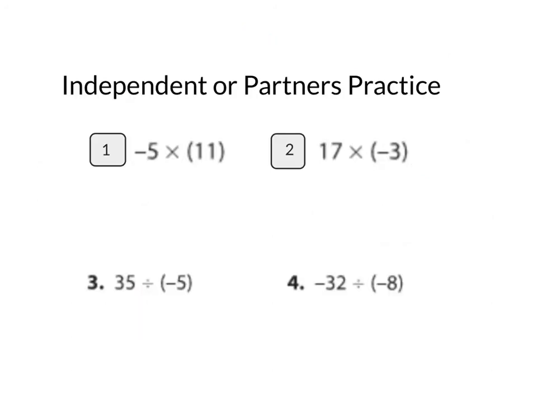Please do all 4 of independent or partners practice, remembering to write your original problem. Showing you the answer in 3, 2, 1. There are your answers to independent or partners practice. Moving on in 3, 2, 1.